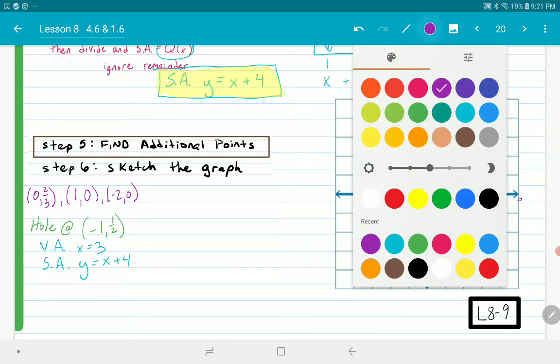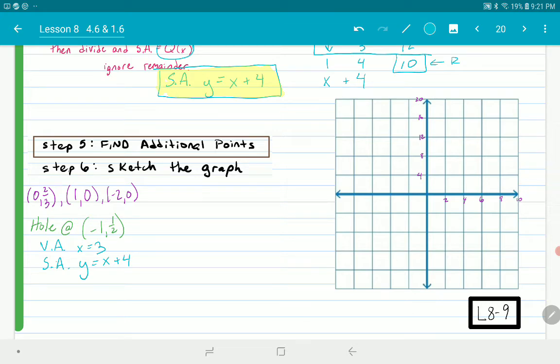I'm going to use a straight line tool. X equals 3, that's easy enough. That's just a straight vertical line. Vertical asymptote is a vertical line. The slant asymptote, though, is x plus 4. So I have to think about, where does x plus 4 go? It has a y-intercept of 4. So it's got a point here. And then it has a slope of 1. So if I go up 4 and over 4, I have another point there. I scaled x and y differently, so it's going to look a little different.